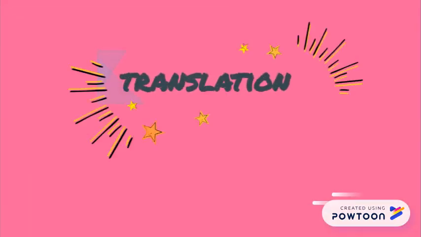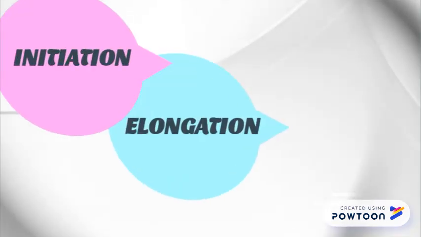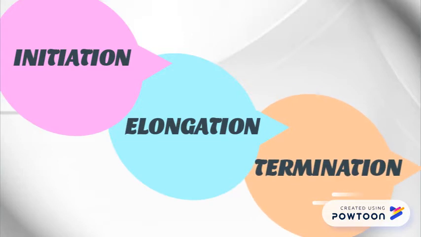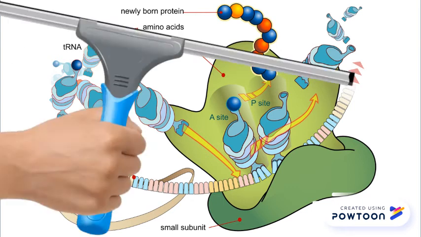Sixth is translation. Translation involves initiation, elongation, and termination. In this process, mRNA is translated to protein, which is known as the end product, via ribosomes and tRNA. From the mRNA sequence, every 3 nucleotides code for 1 amino acid. The final product of translation is referred to as a polypeptide.